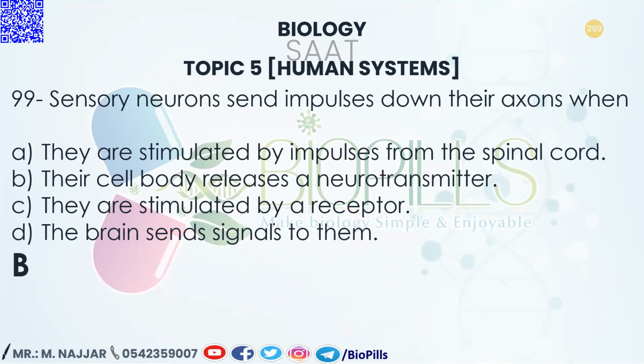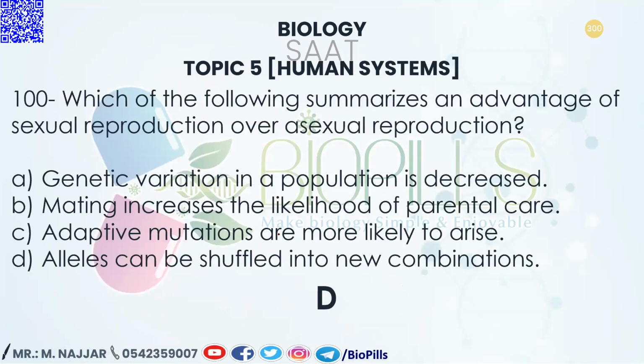Okay, I hope so. Last question. Which of the following summarizes an advantage of sexual reproduction over asexual reproduction? Genetic variation in a population decreased? No. The variation, alleles can be shuffled into new combinations because of the process of crossover. Yes, it's D. Perfect.